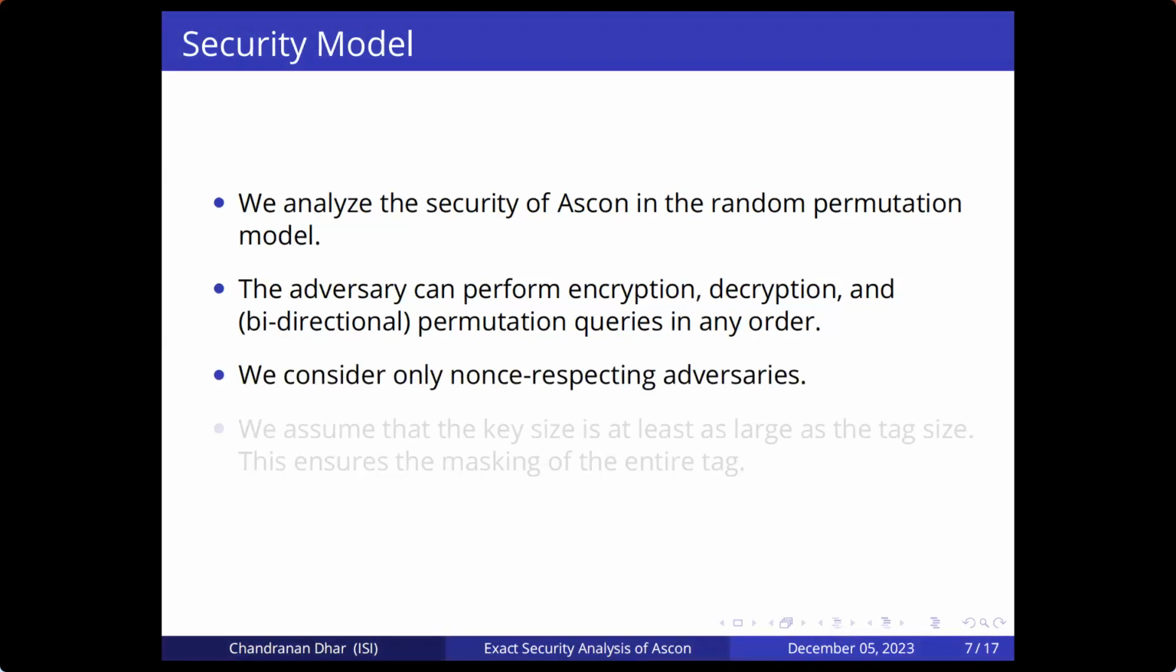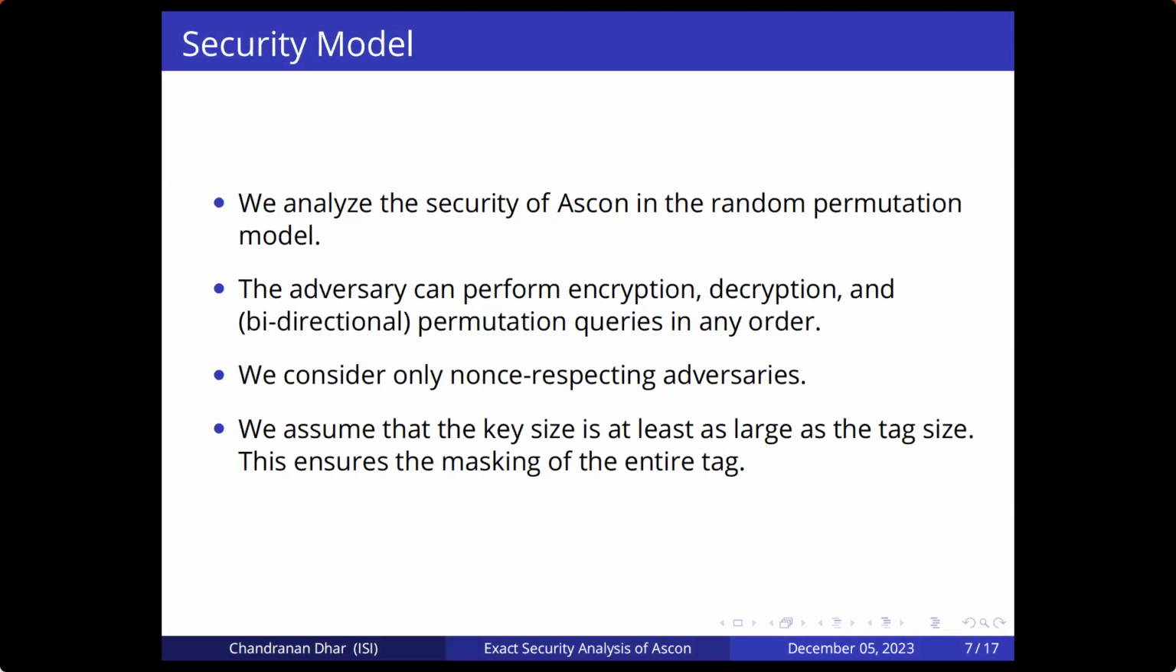We also consider only nonce-respecting adversaries. That is, the adversary can reuse nonces for the decryption queries, but for encryption queries, two queries cannot have the same nonce. The final thing we assume is that the key size is at least as large as the tag size. This is required because we want to mask the entire tag. We also need the key size to be smaller than the capacity, because the key is added in the capacity part. If the key size is larger than the capacity, then it might require some extra analysis.